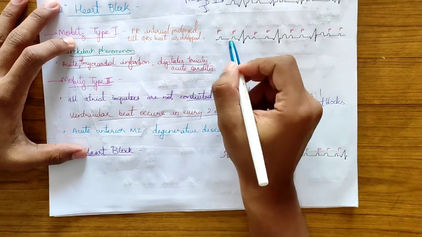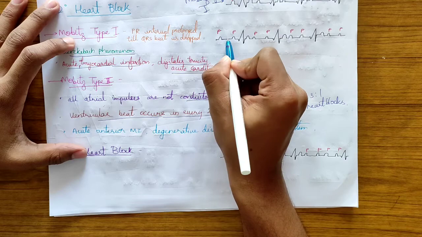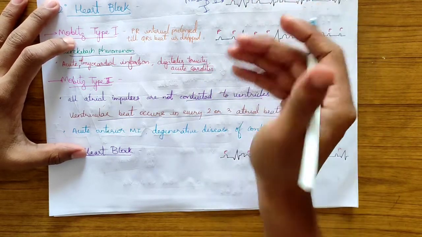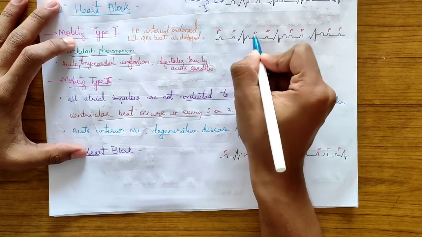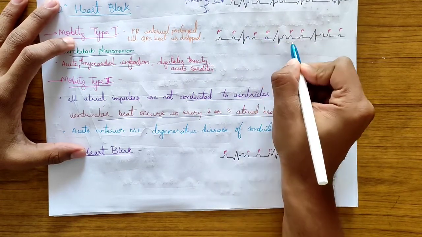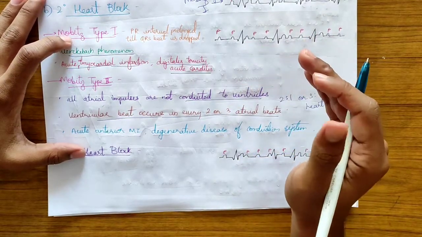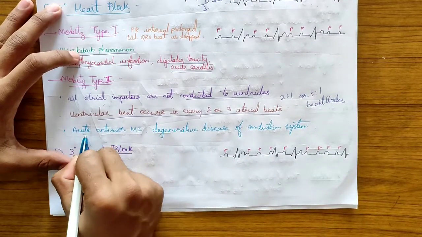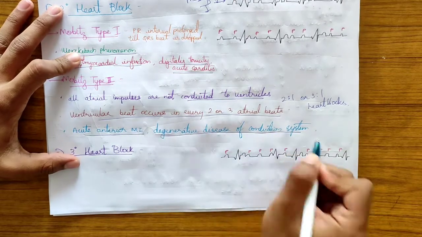So you can see in this graph, here is the P wave, and there is a missing QRS complex. Therefore, only after every 2 or 3 atrial beats can you see the ventricular beat. Here you can see the QRS complex. Here it's again missed. Like that, there is missing of the ventricular heartbeats. It occurs due to acute anterior myocardial infarction and degenerative disease of the conduction system.